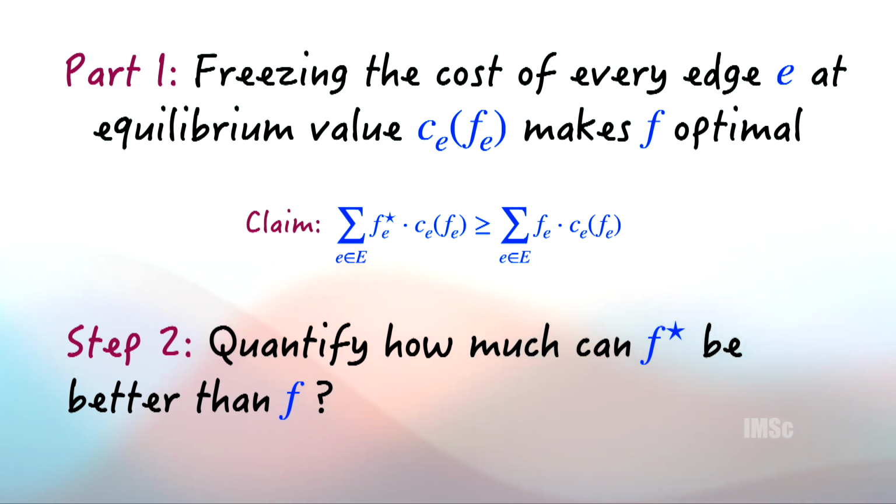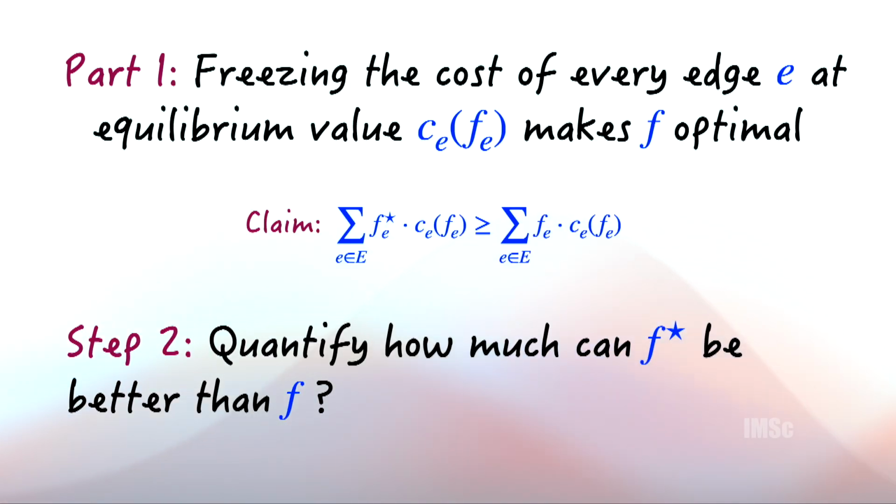The edge belongs to the graph, right? Yes, you are saying that instead of fe, if we have some other flow, and then we freeze those edges. So I am saying, suppose I did not have this freezing the cost of every edge e at equilibrium value. Suppose f is some feasible flow, not necessarily equilibrium flow, then also would this claim hold?